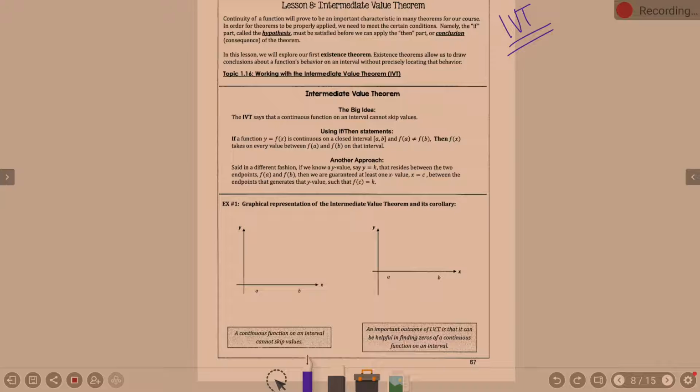So we have done a lot with continuity of a function, right? Limits and continuity of a function. And you'll notice it says continuity, which I keep talking about, right? It will prove to be an important characteristic in many theorems for our course. In order for these theorems to be properly applied, so in order to use intermediate value theorem, one of the first things we're going to be checking is, is the function continuous? Because if we can't check off that it's continuous, we can't use that theorem. And that is a very key thing to watch for.